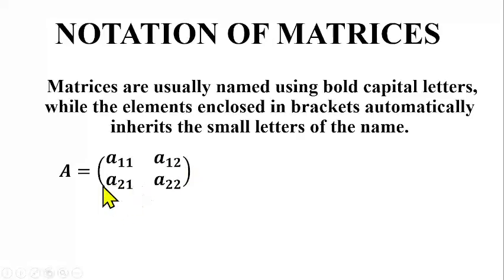Then look at this one. This element is in the second row but first column. That gives us A21. The element is in the second row but first column, A21. Then this one is in the second row, second column, A22. Do we understand this now? I want to believe you understand.